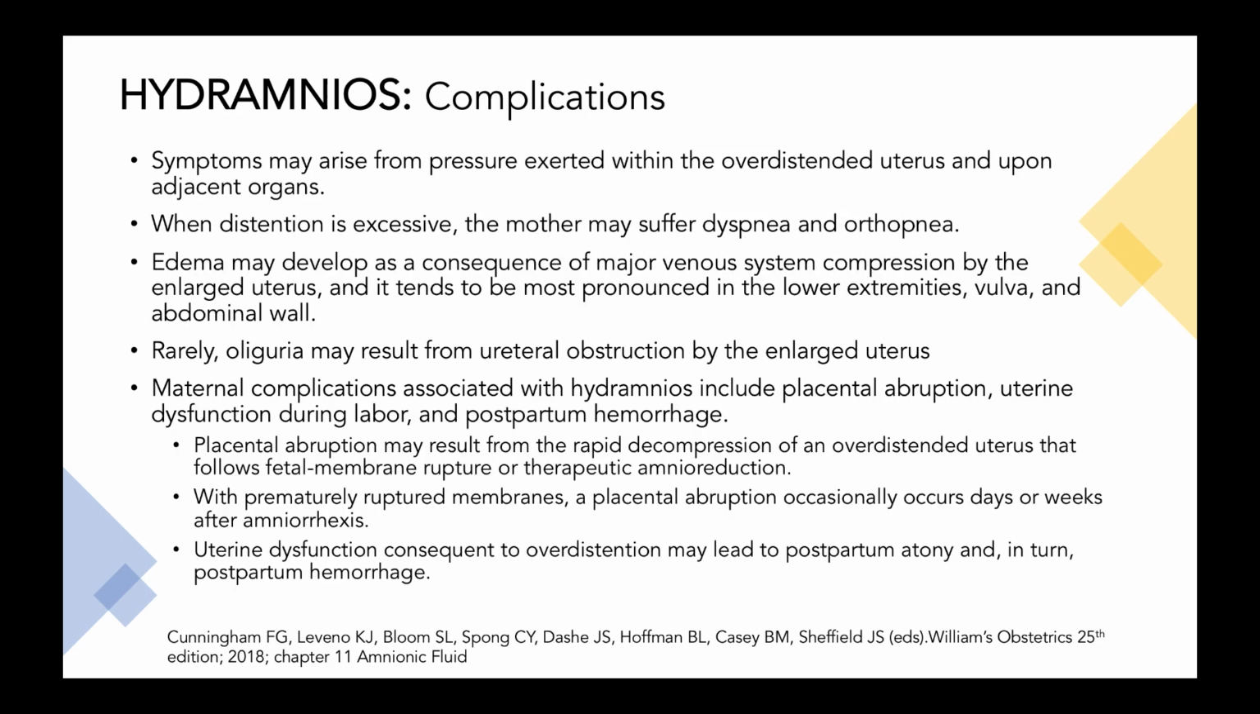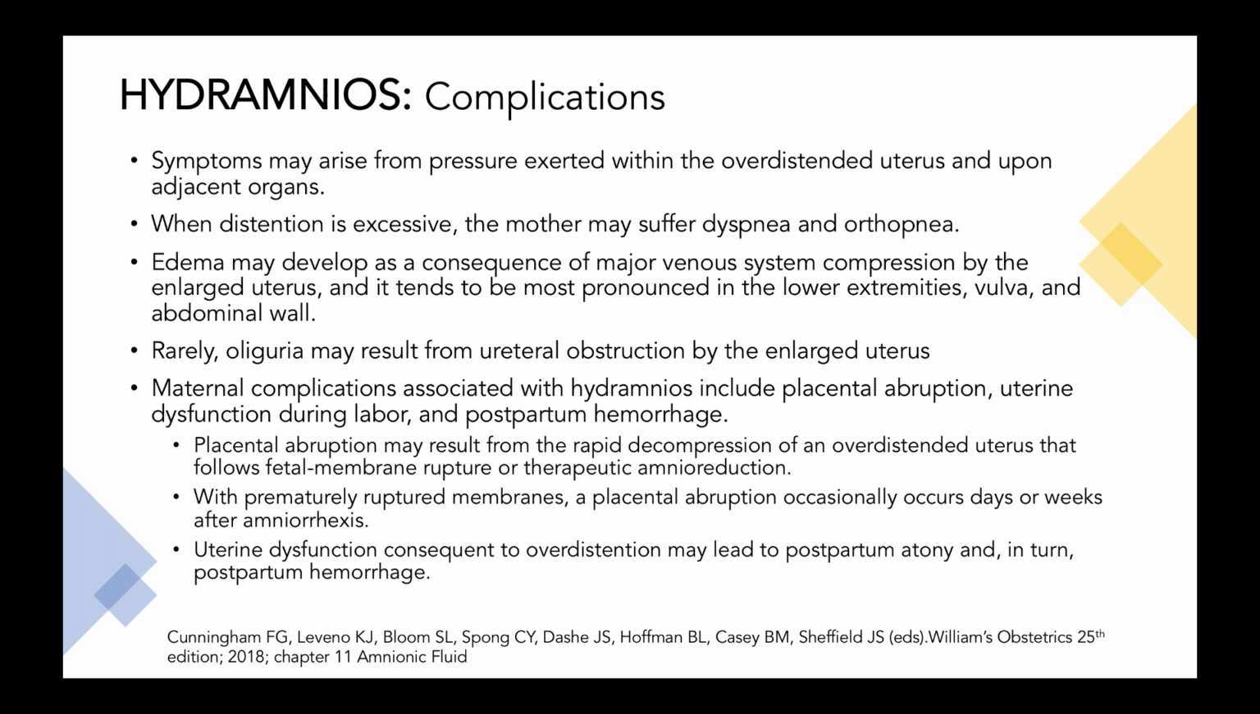Symptoms may arise from pressure exerted within the overdistended uterus and upon adjacent organs. When the distension becomes excessive, the mother may suffer from dyspnea or orthopnea. Edema may develop as a consequence of major venous system compression by the enlarged uterus, and it tends to be most pronounced in the lower extremities, the vulva, and the abdominal wall. Rarely, oliguria may result from ureteral obstruction by the enlarged uterus.